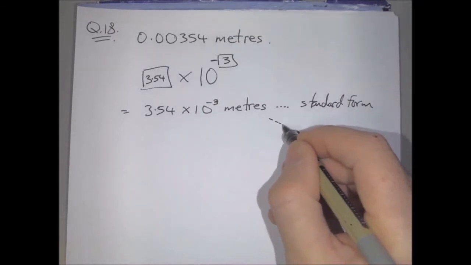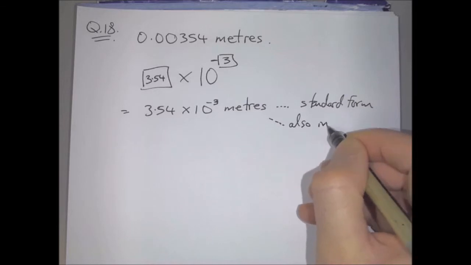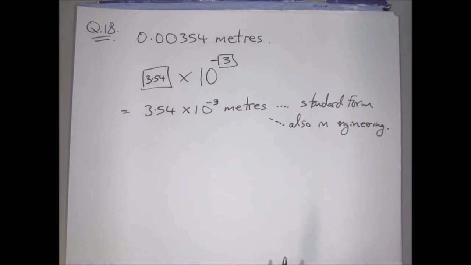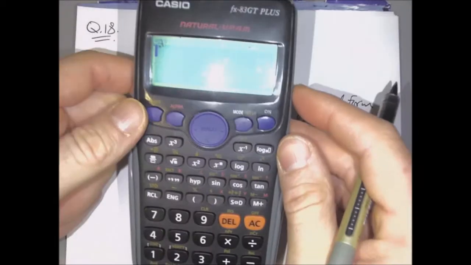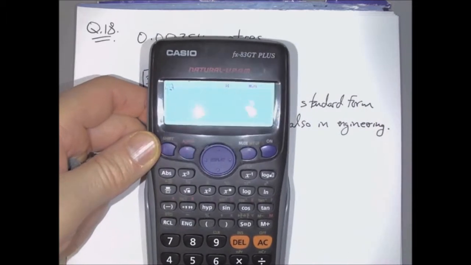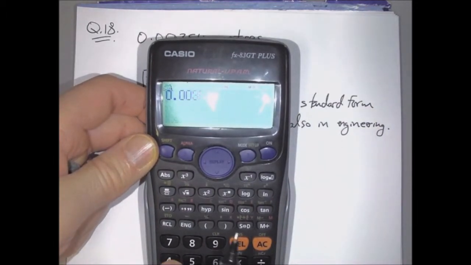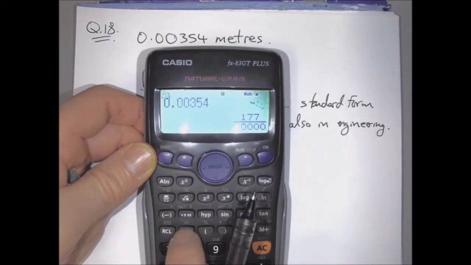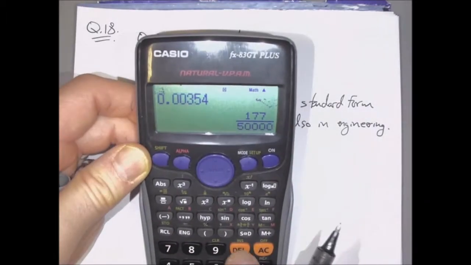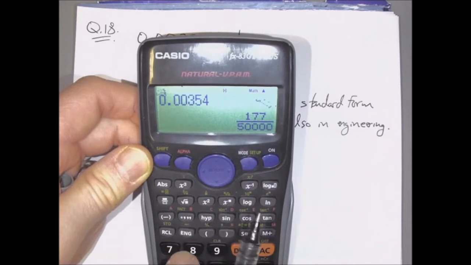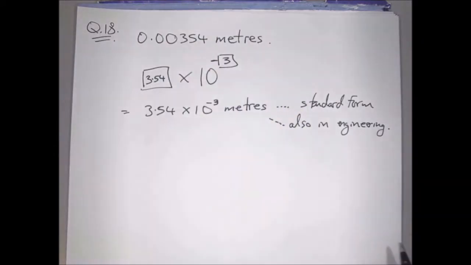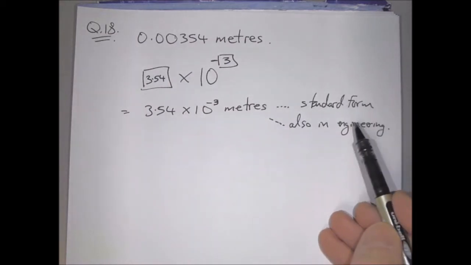and it's also in engineering form, which you can check with the calculator because there's an engineering form button. So we have 0.00354, and we can press the eng key and press equals first. Now it expresses a fraction. I'm going to press the eng key here, ENG, and get 3.54 times 10 to the -3. So that's our number in standard form and engineering form.